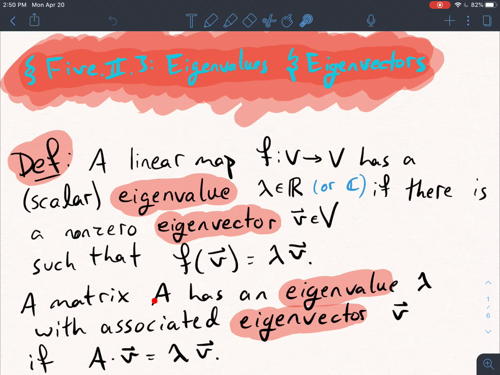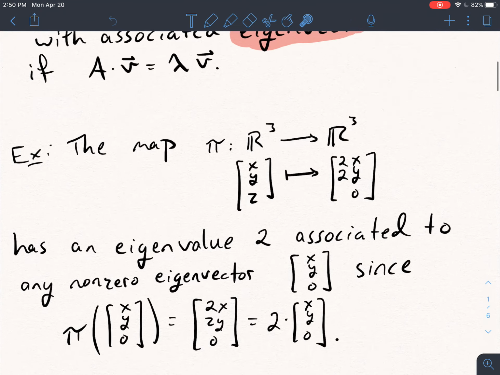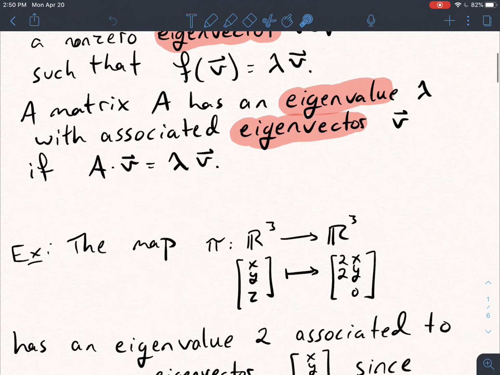So this is how we define it for linear maps. How do we define it for matrices? Well, it's more or less the same, except we're using the map f given by f of vector is equal to A times vector. A is our matrix. So matrix A has an eigenvalue of lambda with associated eigenvector v if A times v is equal to lambda v. Typically we assume v is a non-zero eigenvector because this equation is always satisfied for any scalar if v is the zero vector. So we are most interested in the non-zero eigenvectors v that satisfy these two equations.